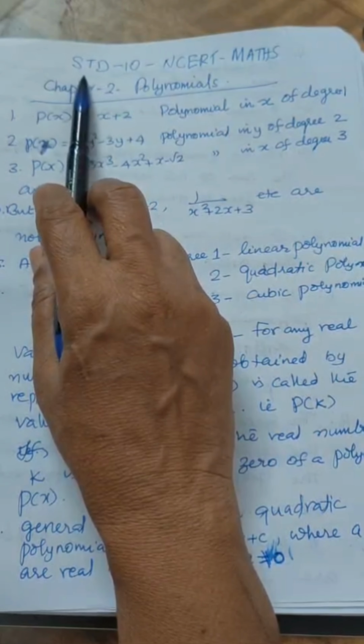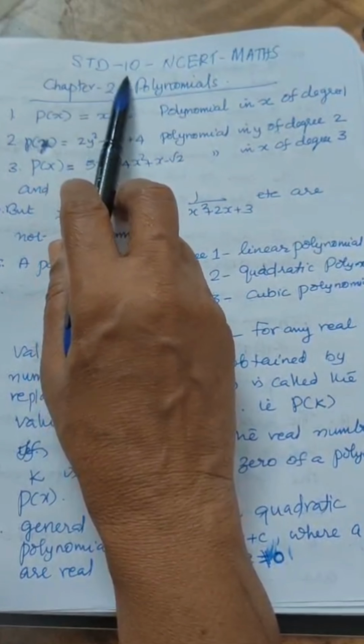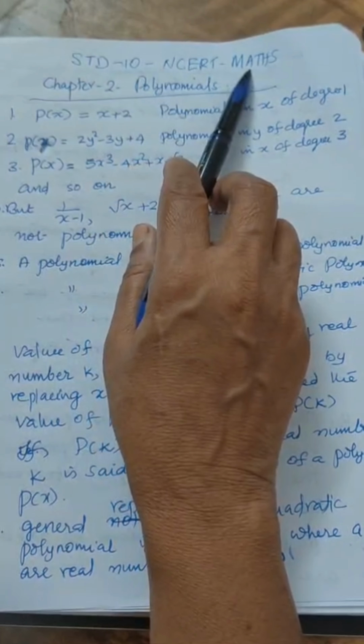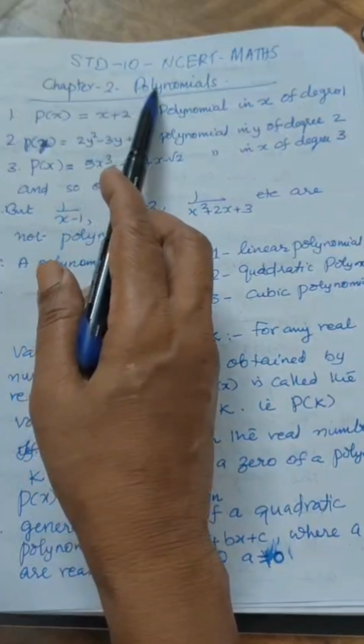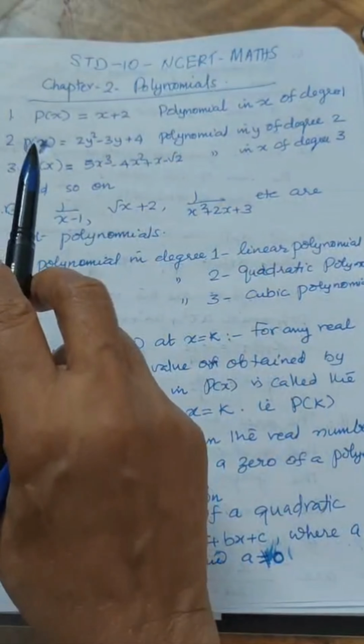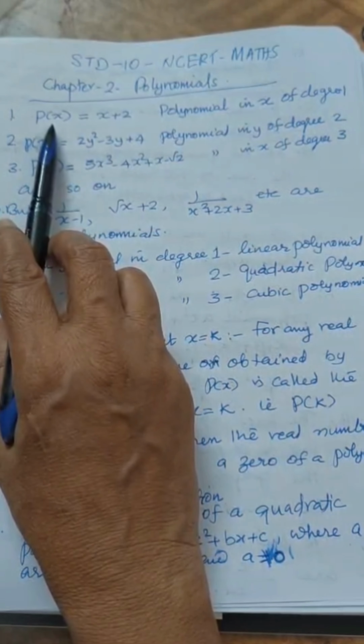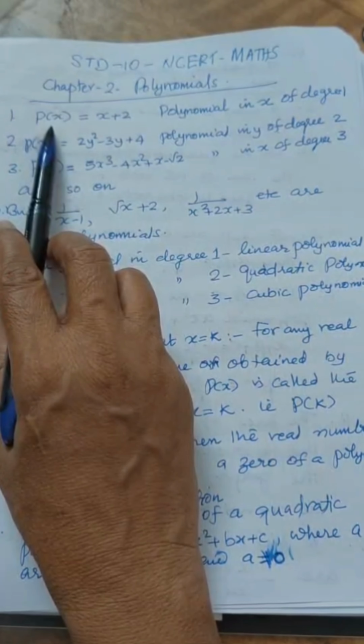See, these are the topics covered in standard 10 NCERT mathematics. Here we start with chapter 2, Polynomials. Some important results relating to polynomials are given here.